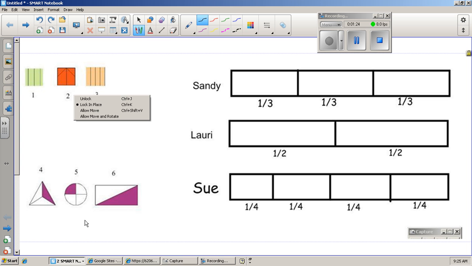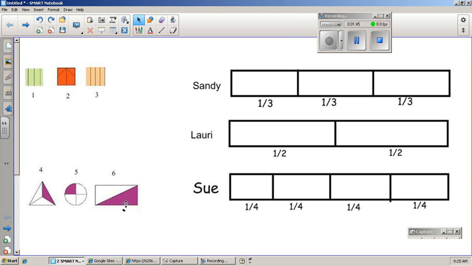Now look at number 6. How many pieces are there? Say that in your head. How many pieces are shaded? Well, let's put that shaded piece over the total number of pieces. So we have one shaded piece over 2 pieces. So our fraction would be 1/2. Now remember, boys and girls, when you're looking at fractions, they must be equal.